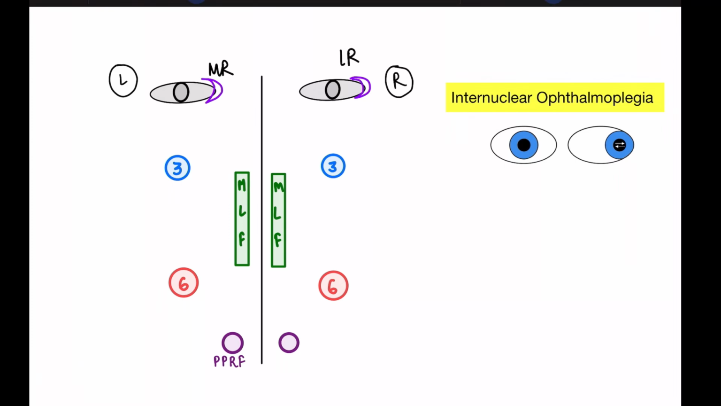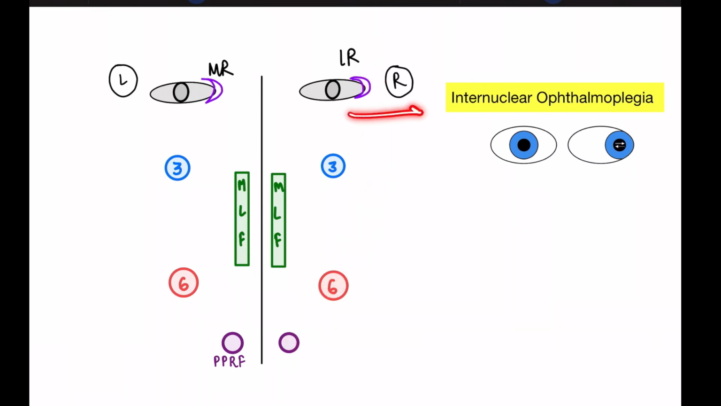diseases. What happens is that when I want to look towards one side, for example, when I want to look towards the right side, okay, we will assume that we want to look towards the right side. The PPRF of the right side stimulates the sixth nerve of the right side, and the sixth nerve, we all know, acts on the lateral rectus of the right side, and it will make the lateral rectus contract.